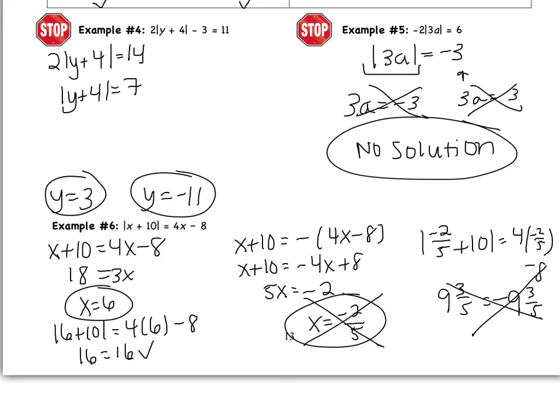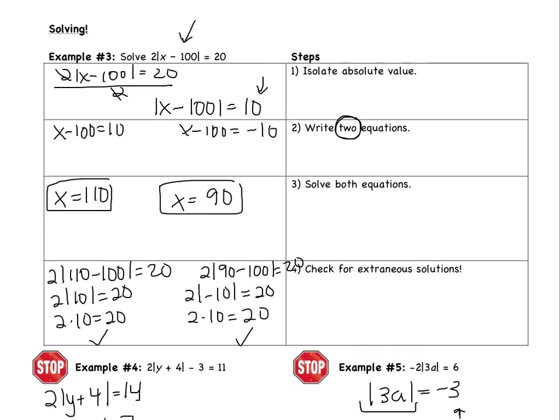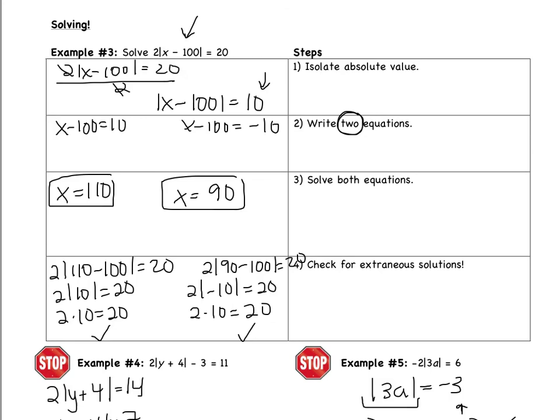Okay, so I just want to move back up, review one more time real quick. You always have to isolate the absolute value. Write 2 equations and solve both of them, so you're always going to get 2 answers, but you have to make sure you actually check those answers by substituting back into the original equation.